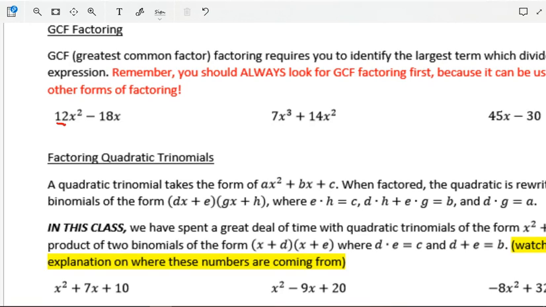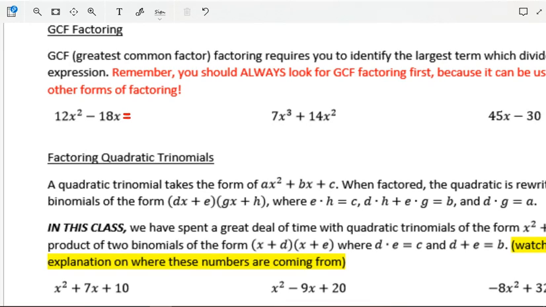So between 12 and 18, the largest thing that is going to divide both would be 6, so I know that 6 would be the GCF for the numbers portion. Between x squared and x, the largest thing that would divide both is the variable with the smallest exponent. So between x squared and x, that would be x itself. So put together, 12x squared and 18x, their GCF would be 6x.